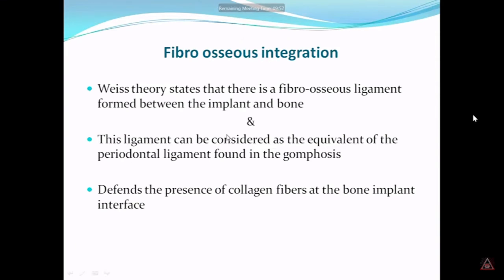So what is fibro-osseous integration? According to Weiss, there is a fibro-osseous ligament present between implant and bone. And this ligament was considered as a periodontal ligament. But there is no periodontal ligament, so that's why this theory is not accepted. And it also defends the presence of fibers in the whole bone-implant interface.